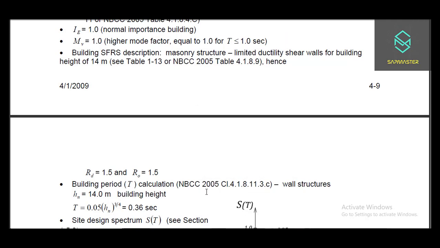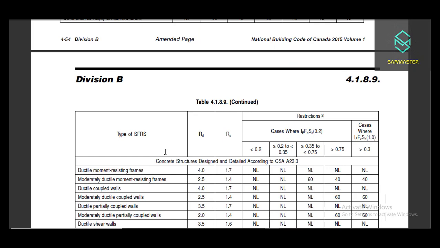Let's go back to our problem. RD 1.5, RO 1.5. So what's happening? So it is limited ductility shear walls, not moderately. So we have to go again.